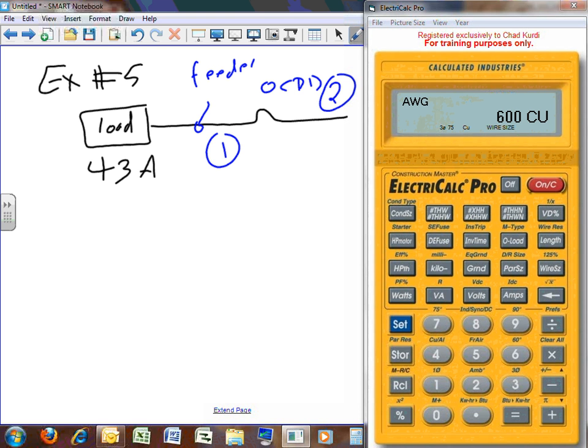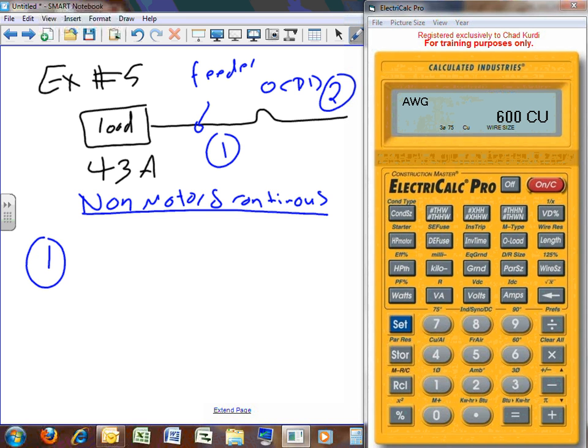Now, you're going to ask me, Chad, is this a non-motor continuous load? This is a non-motor continuous load. So let's assume this load right next to it is non-motor, and it's also continuous. What does non-motor mean? Does it have a whole lot of motors in it? What does continuous mean? Continuous means it runs for 3 hours or more. Cool? All right, let's go size number 1.